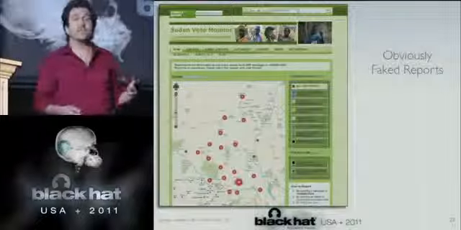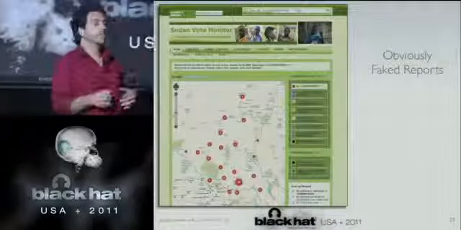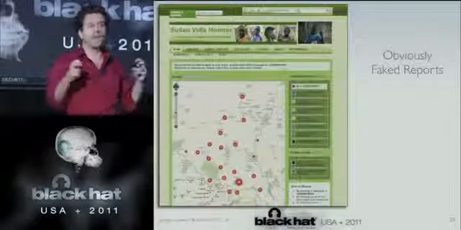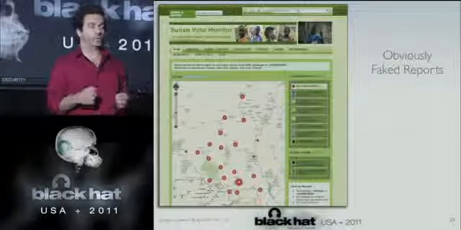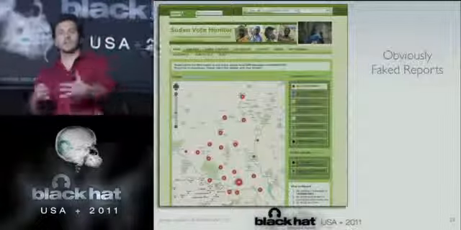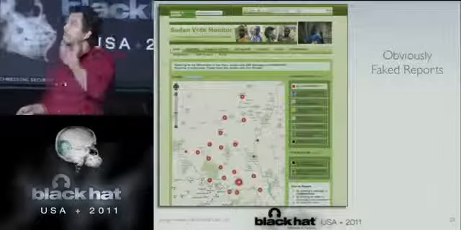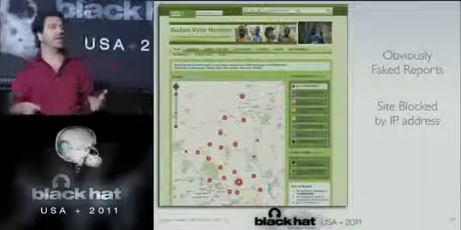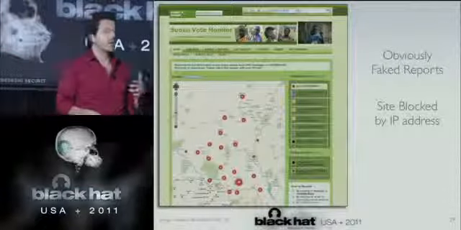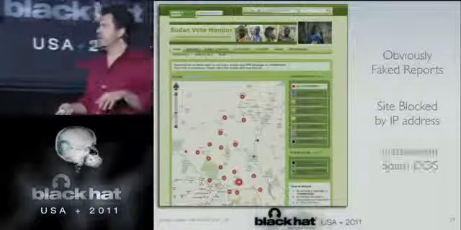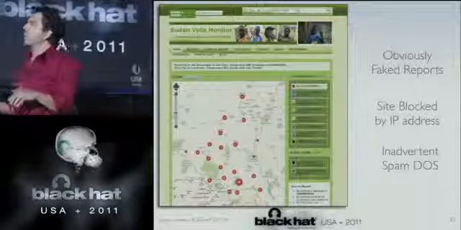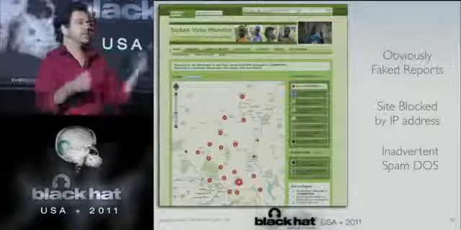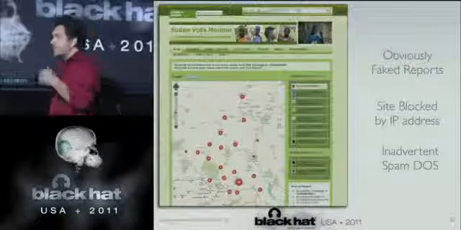We got some obviously faked reports, things that came in saying to the effect of, everything is fine at this polling station and everyone is voting for the ruling party. Stuff that just didn't ring true. We also had to deal with our site getting blocked by the IP address from inside of Sudan, so people weren't able to reach it from the ground. And then we had a really funny moment where we had an inadvertent spam DOS, where a bug in the code that we were using caused the site to crash, and we had to diagnose on the fly.